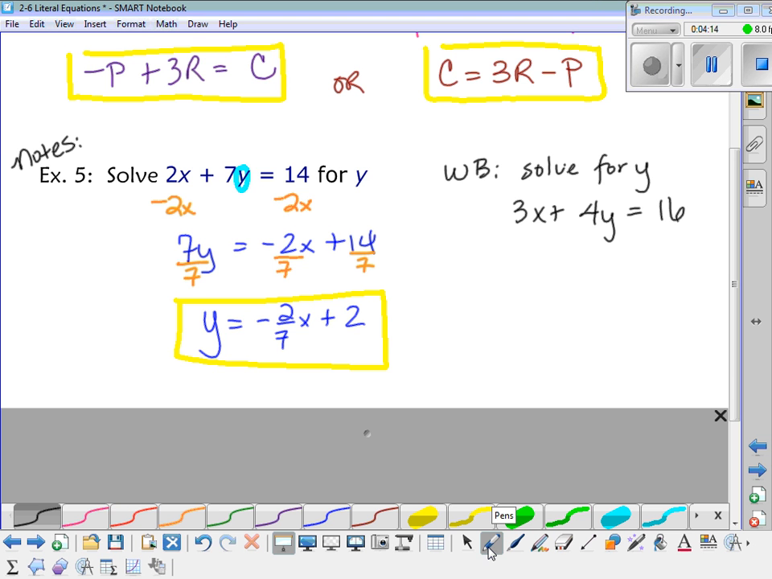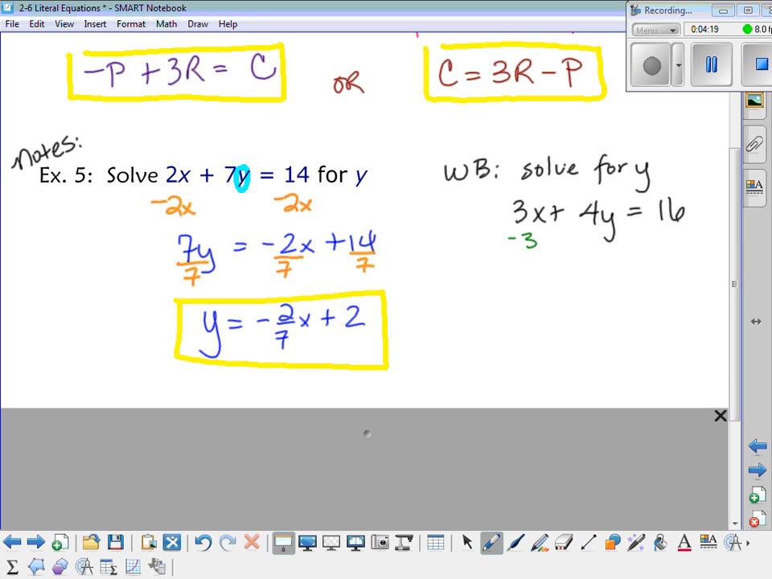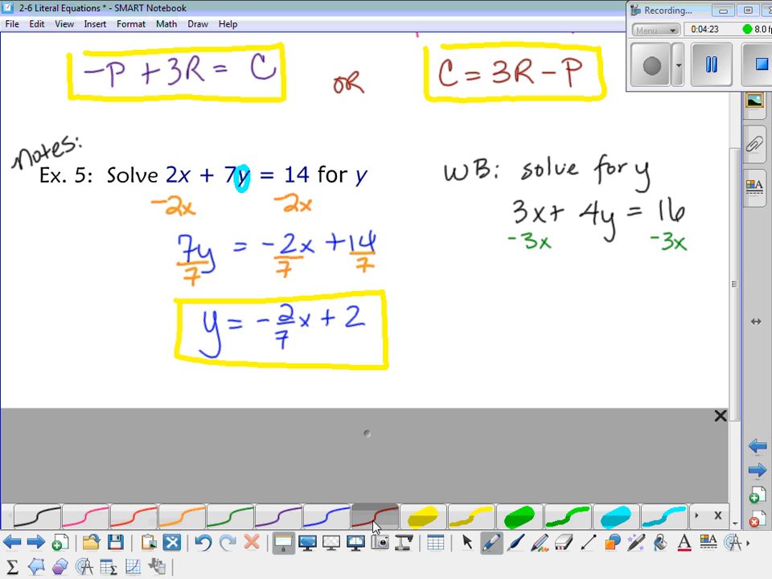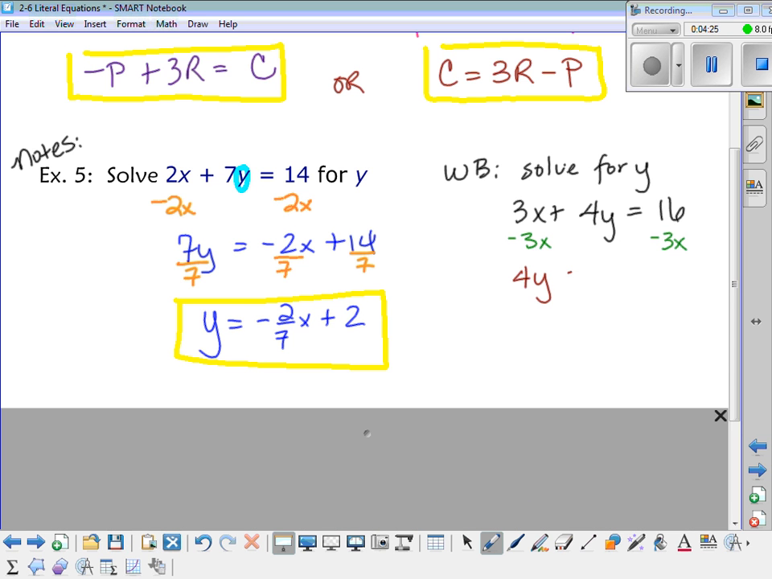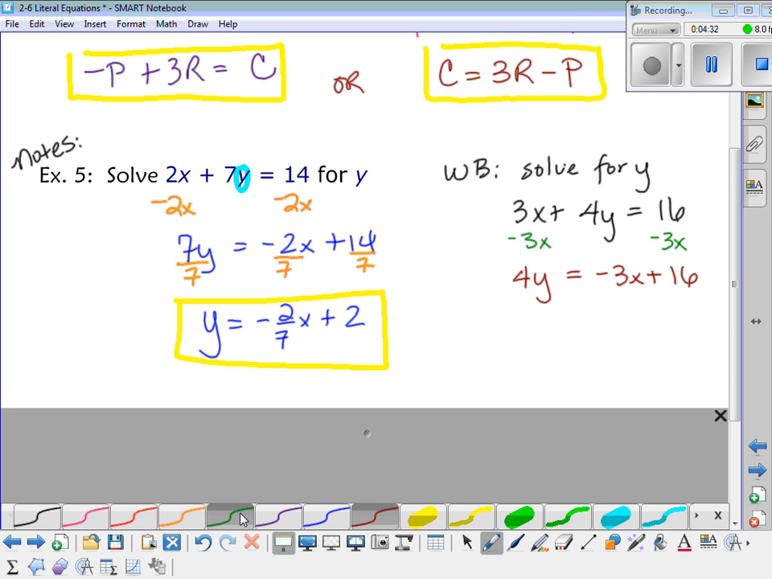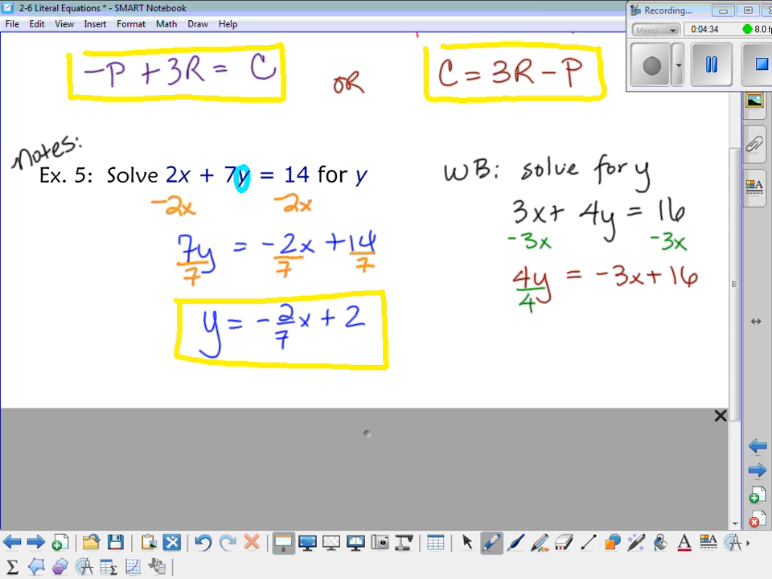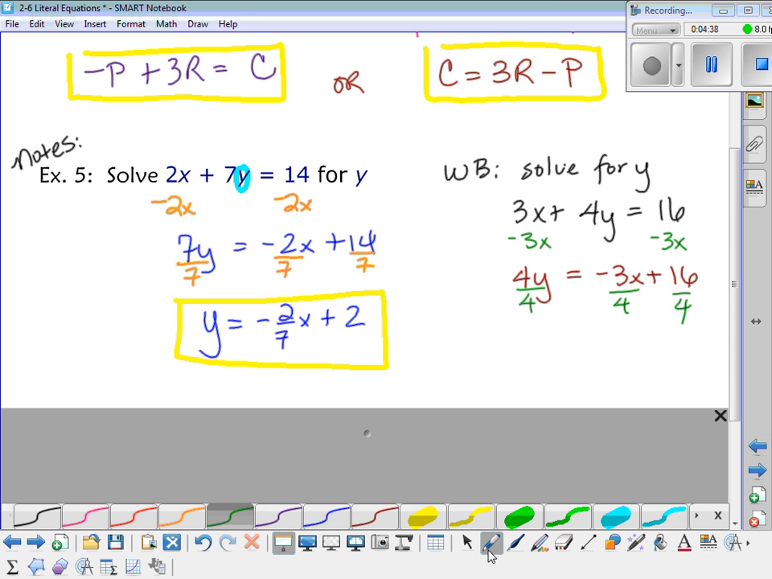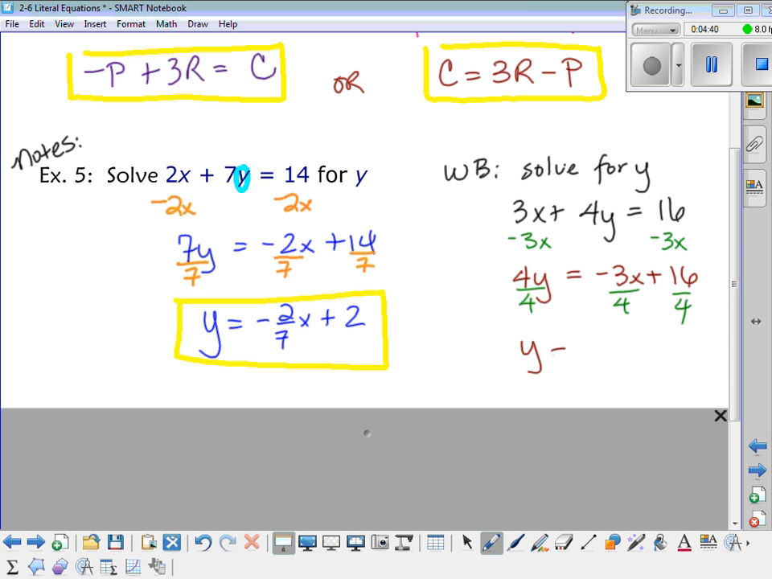Okay, so hopefully you started off by subtracting 3x from both sides. And then we have 4y is equal to negative 3x plus 16. Again, putting the x term before the number. And then I divide both sides, or everything, by 4. And so the final answer, y equals negative 3/4 x plus 4.